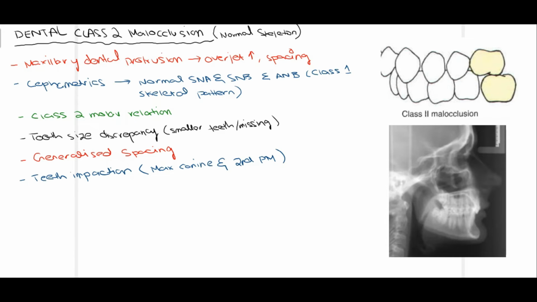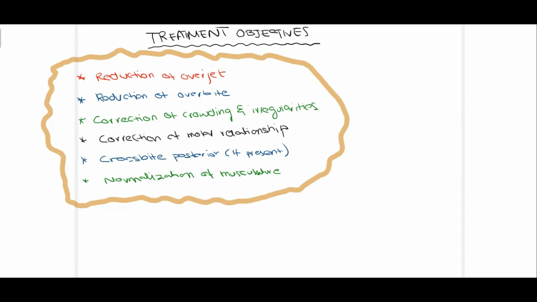They can be, in most of the cases, smaller, and that leads to generalized spacing, as you can see in this diagram as well. And in some other cases as well, since there are problems associated with the teeth, sometimes there can be impactions as well. Most commonly maxillary canine and second premolar are impacted. So these are the features that are associated with skeletal being normal but dental abnormalities which lead to class 2 malocclusion.